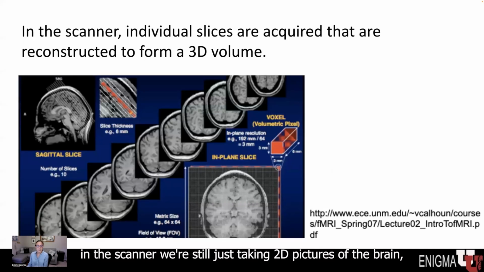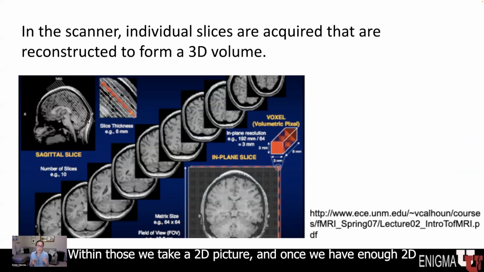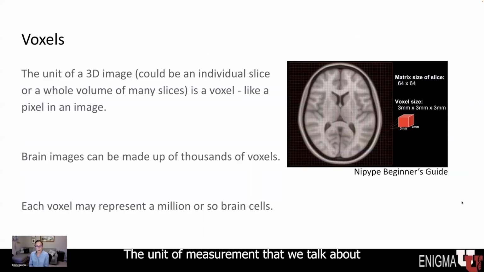So first, in the scanner, we're still just taking 2D pictures of the brain, but we take multiple 2D pictures, slices, if you can imagine, as this image shows here. Each one of these lines would be an individual slice. And within those, we take a 2D picture. And once we have enough 2D pictures, we can combine them together to reconstruct a 3D volume that we can use for our measurements. The unit of measurement that we talk about a lot in imaging is a voxel. This is very much like a pixel in an image. It's just the individual box size. How good is your resolution?